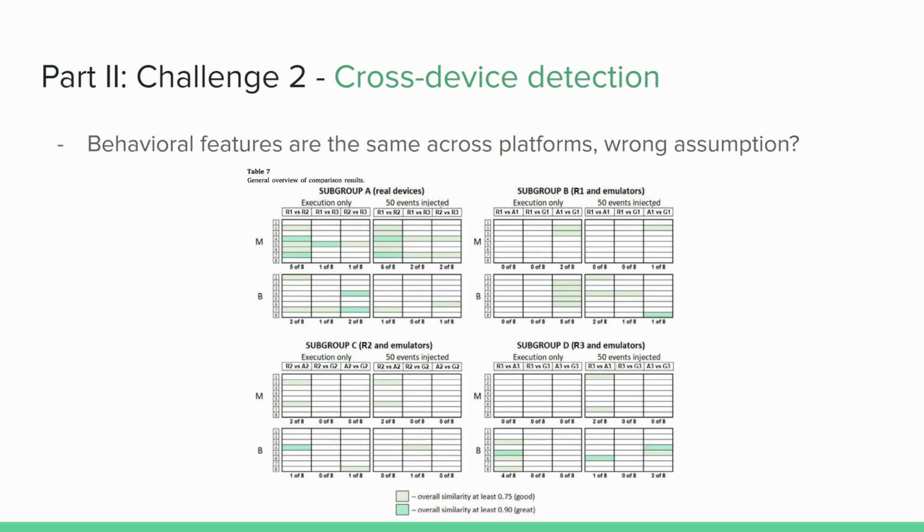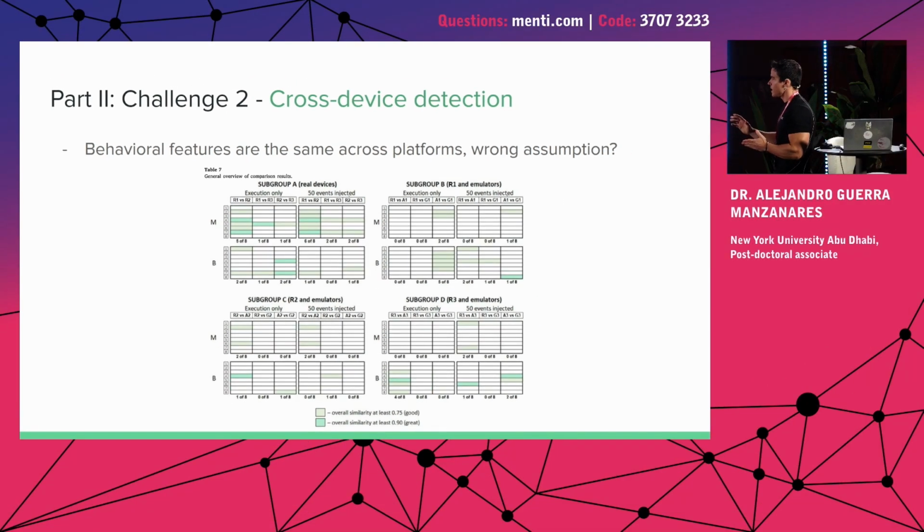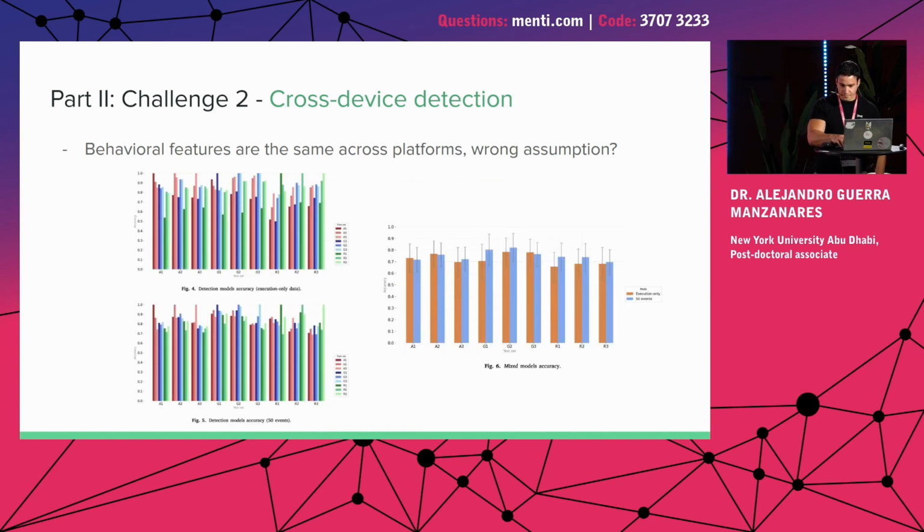But the thing is, if it's actually true that the behavior, at least from the system call side, is the same across platforms, everything should be kind of greenish, and everything is white. So this means that the behavior is not similar. The only thing that is similar is on the real device side, on the top left. We also confirmed this using machine learning models, and we see that the detection performance goes down in some cases, quite importantly.